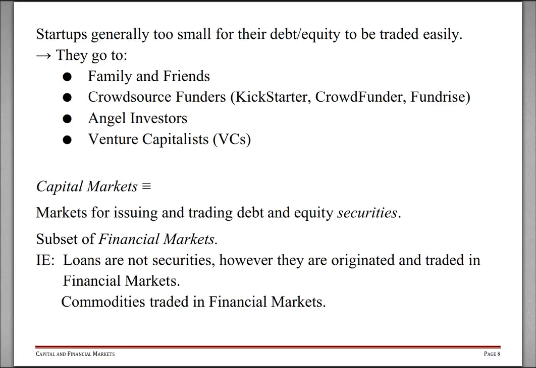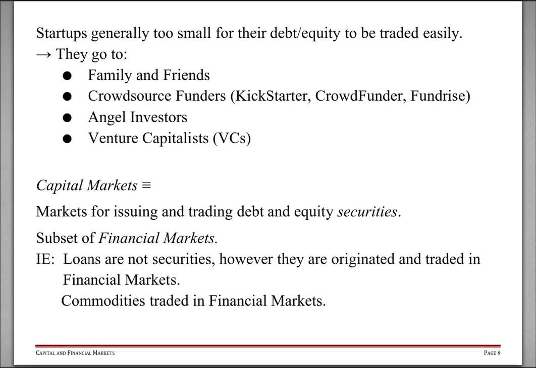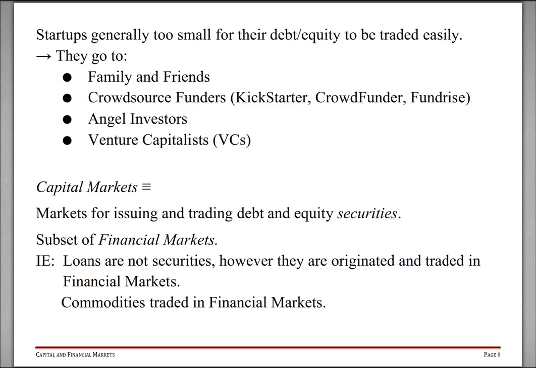All right, now we have an understanding of financial markets. So what do we mean by capital markets? Okay, capital markets are a subset of financial markets. They're markets for issuing and trading debt and equity securities only. Okay, so loans, for example, are not securities. Loans happen in primary financial debt markets, and they can actually be traded in secondary markets, but they're not securities, so they're not part of capital markets.